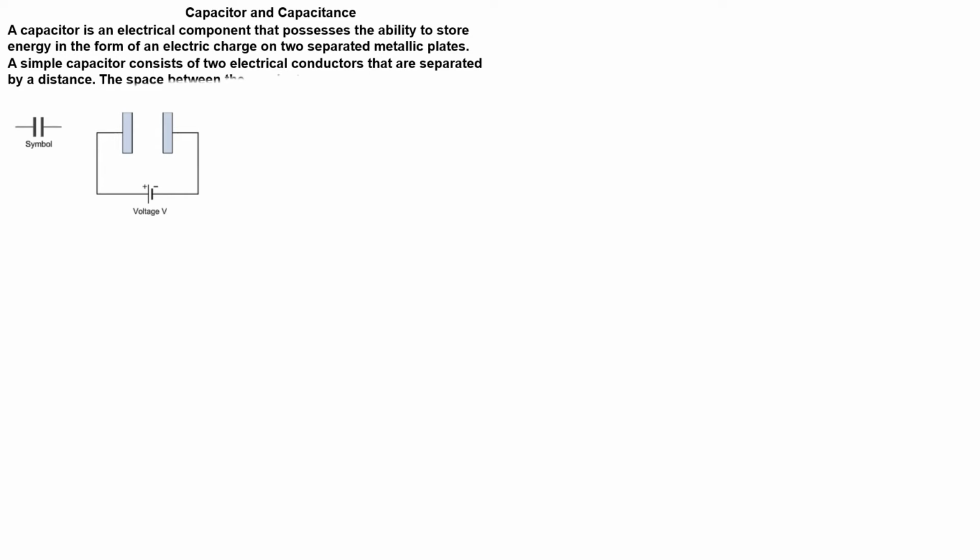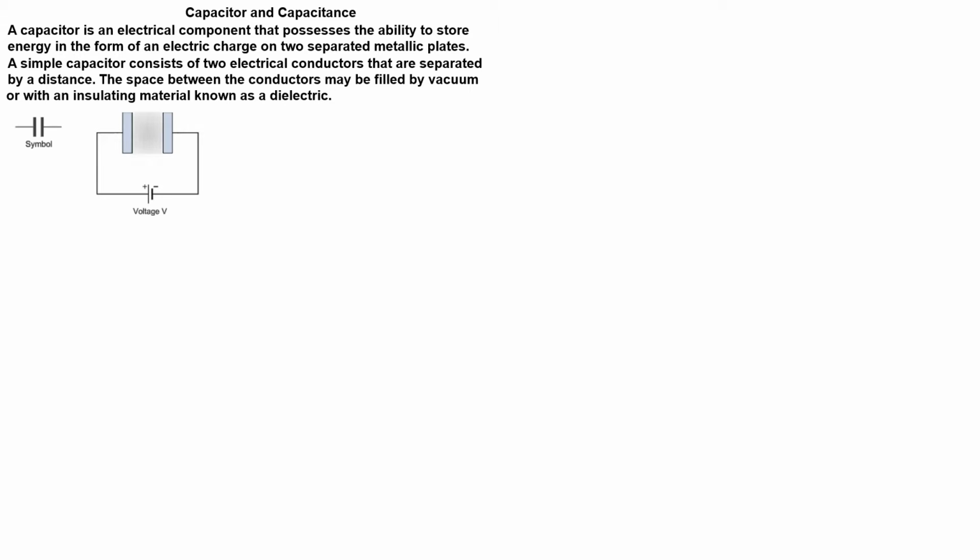A capacitor is an electrical component that possesses the ability to store energy in the form of an electric charge on two separated metallic plates. A simple capacitor consists of two electrical conductors that are separated by a distance. The symbol for a capacitor, as shown in the figure, will reflect this. The space between the conductors may be filled by vacuum or with an insulating material known as a dielectric.